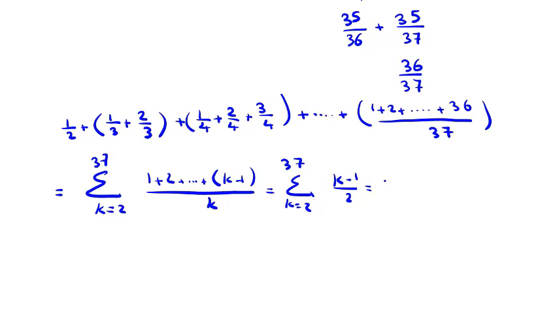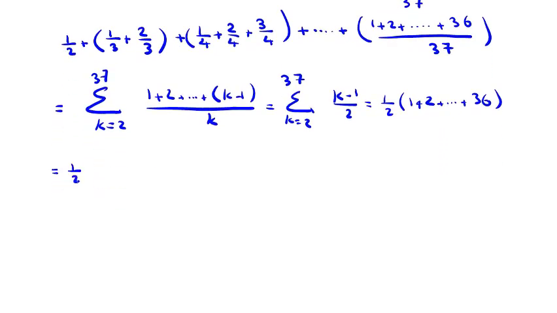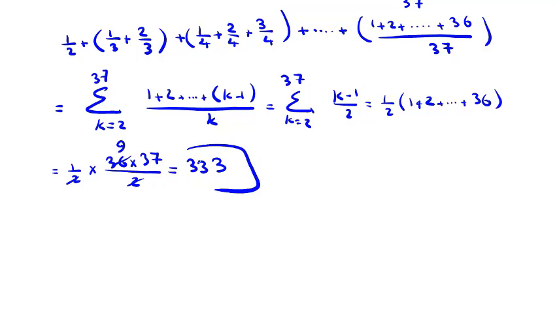And it will be what? 1 half times (1 plus 2 up to 36). And if we add up all these numbers, it will be 1 over 2 times 36 times 37 over 2. We divide these two. Okay, so we have 9 here. 9 times 7, 63. 6. 9 times 3, 27, plus 6, 333.